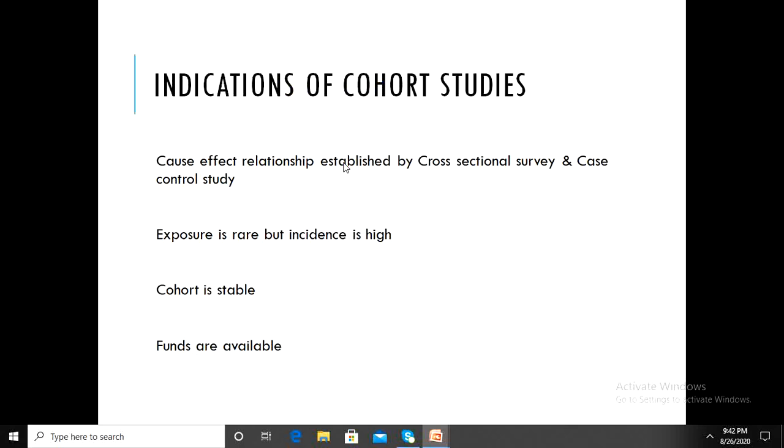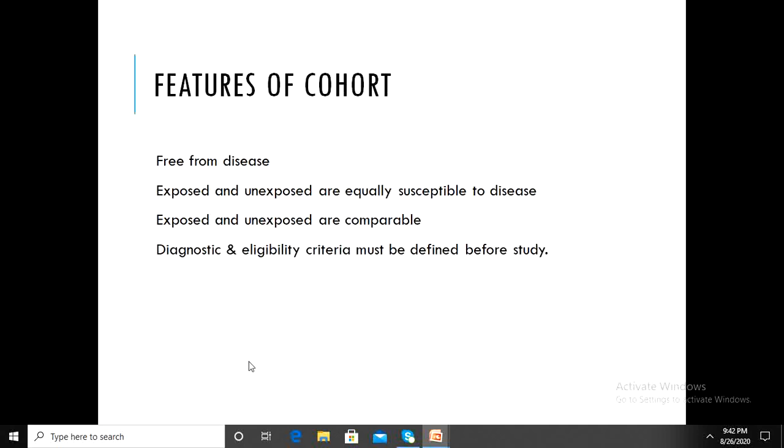So, the indications of cohort studies, as we have already discussed, are that we want to establish a cause-effect relationship, and this has already been suggested by cross-sectional surveys and case control studies. The exposure rate is rare, but incidence is high. The cohort is stable, and there is no problem of loss to follow up. And ample funds are available.